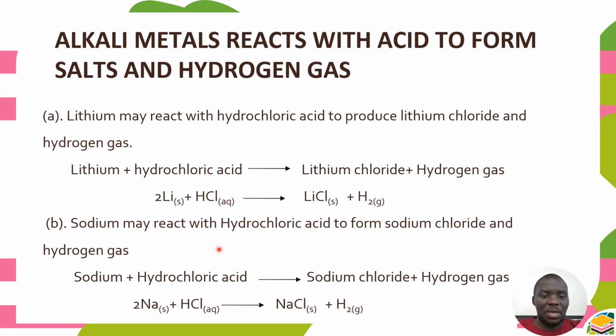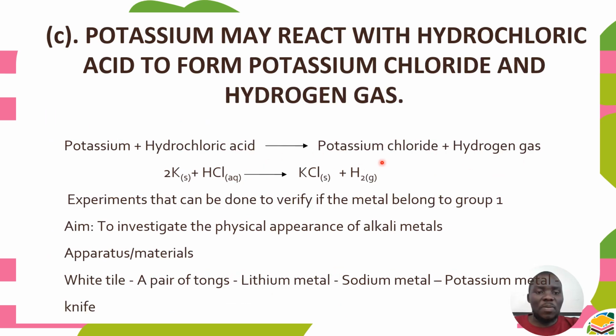Same applies with sodium as well as potassium. They will also produce either sodium chloride or potassium chloride and hydrogen gas when they react with an acid like hydrochloric acid. So all these can be stipulated in the equations here. This is the equation for lithium, this is the equation for sodium, and here we have the equation for potassium. So all that we have said here, we can verify using an experiment. It can be done in the lab.